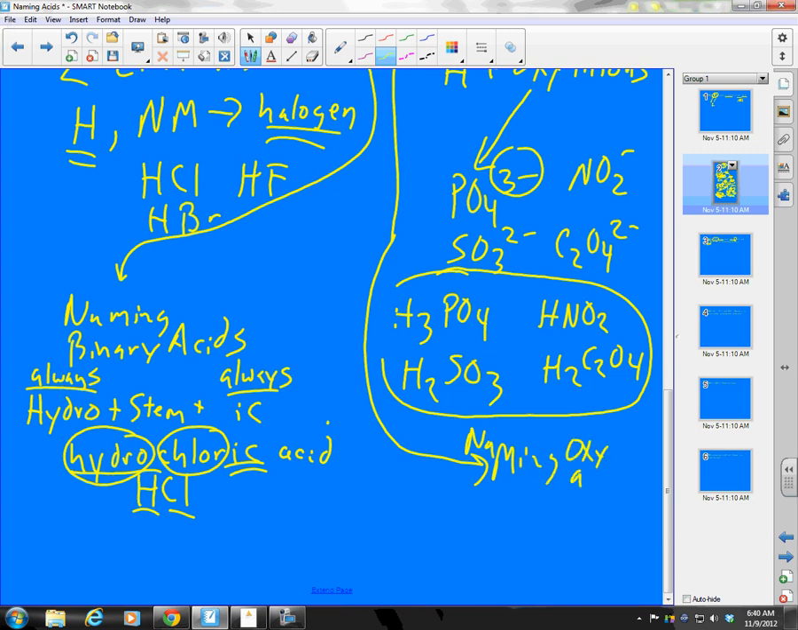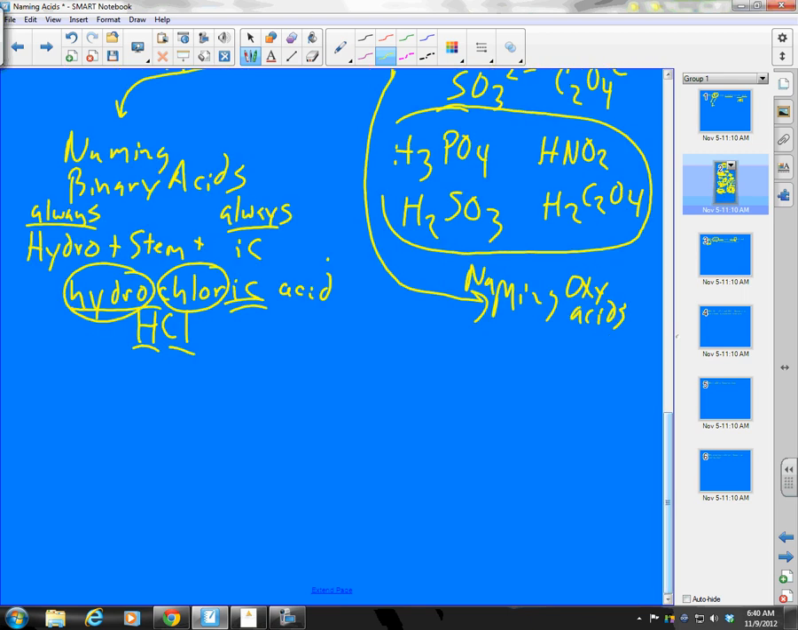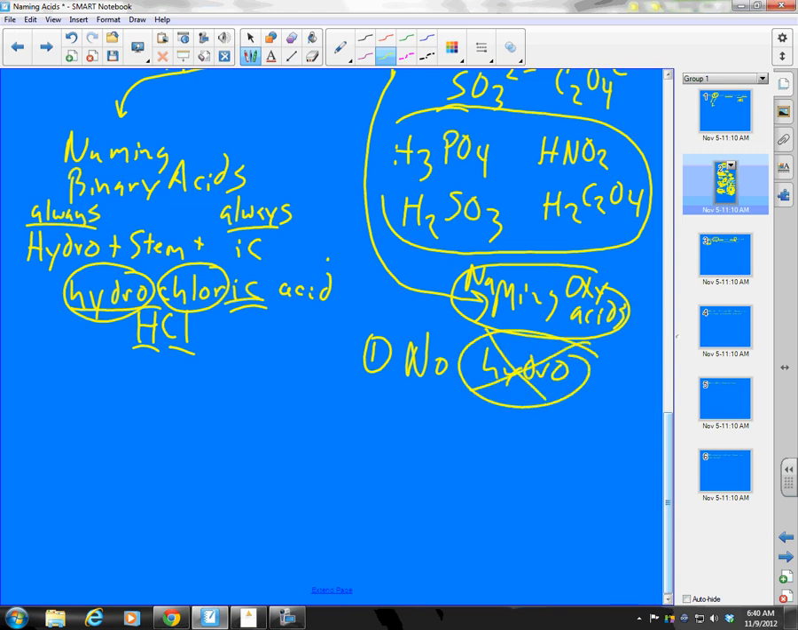In contrast, let's come down here and talk about naming oxyacids. First rule in naming oxyacids. Number 1, no hydro. If it says hydro, then it cannot be an oxyacid. So that means there's no hydro. Number 2, we have 2 choices for suffixes.